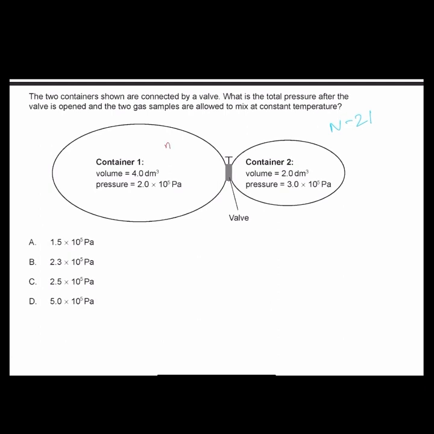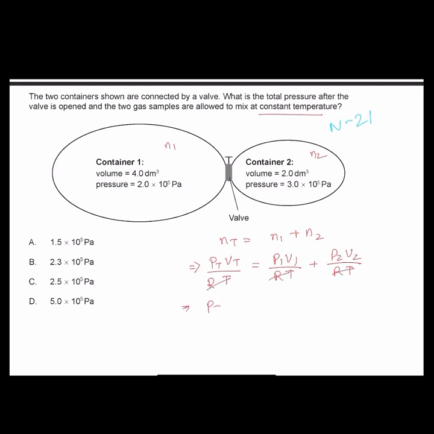Let's say moles in container 1 is N1 and container 2 is N2. So we can write that N total will be N1 plus N2. After I open the valve, the total number of moles in the system would be equal to the moles in container 1 plus the moles in container 2. So N total is P total V total by RT, because the temperature is constant. N1 is P1 V1 by RT, and N2 is P2 V2 by RT. We see that RT can be cancelled out.